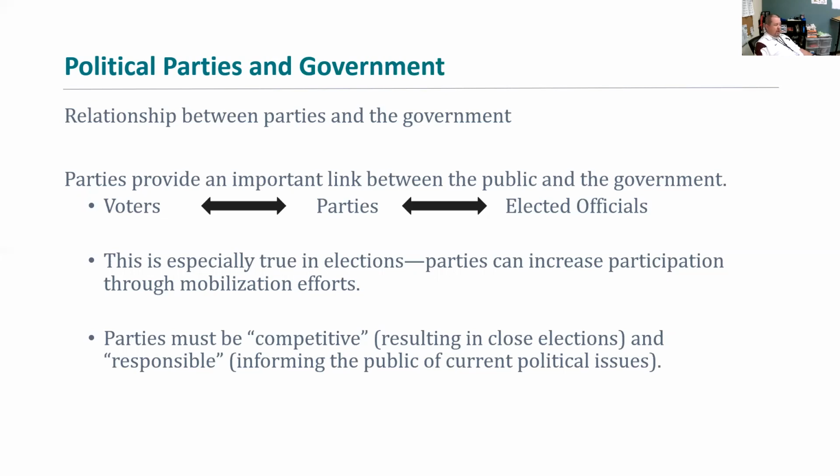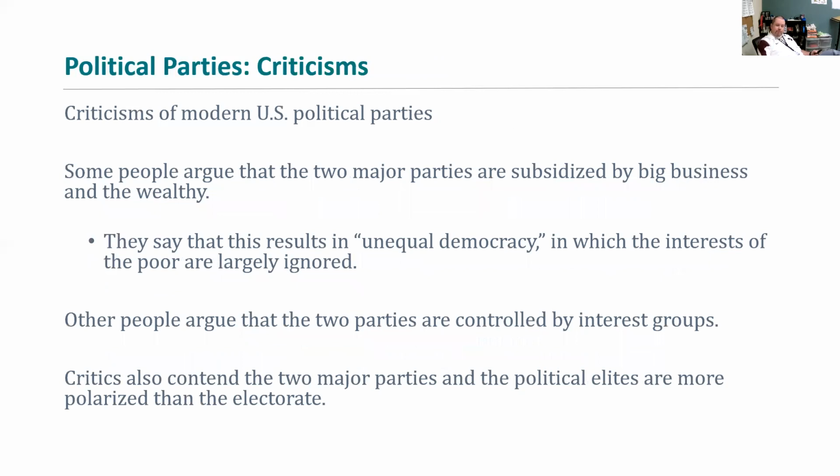Parties actually want to increase participation, right? They actively seek to get more people involved because the more people they can mobilize to vote for them, the better off they're going to be. And so parties have to be competitive, meaning they have to have ideas and ideals that people would actually be responsive to in order to accomplish anything.